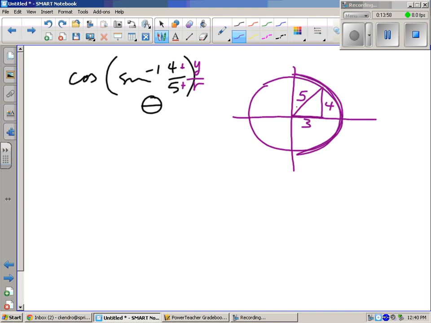So do I need to know what this angle is specifically? Or can I find the cosine of that triangle that has the angle in it? I don't really need the theta. I just need to do the cosine, which is 3 over 5. So the cosine of all of that is 3/5.